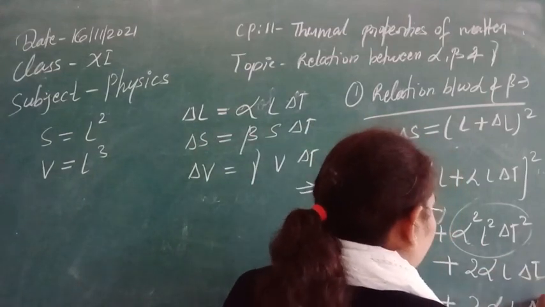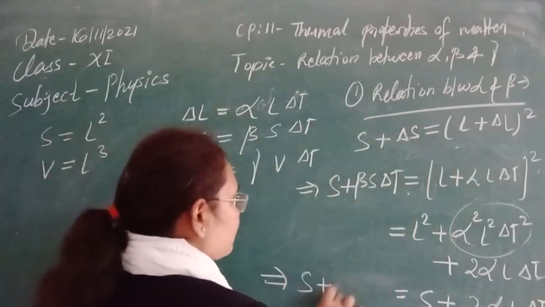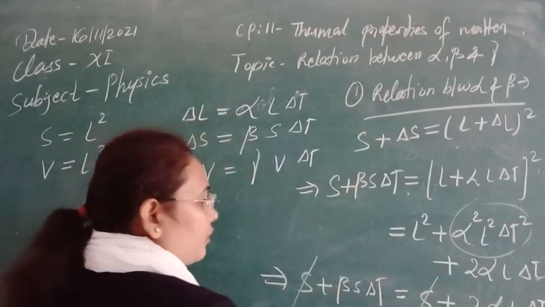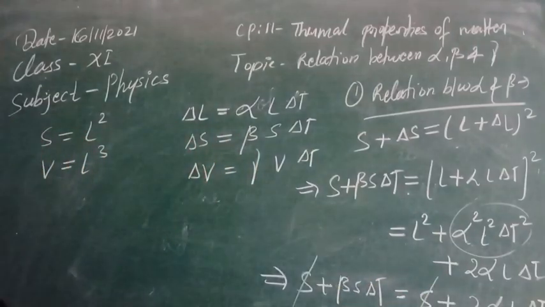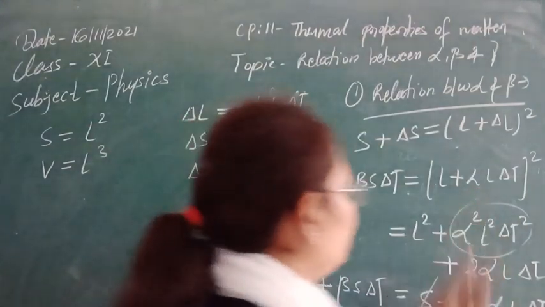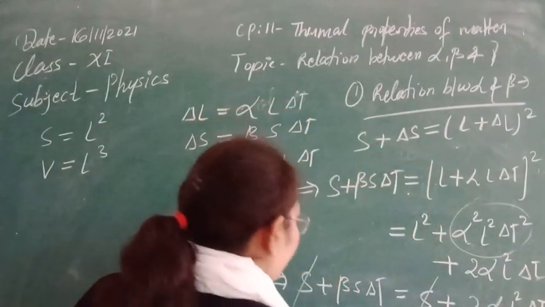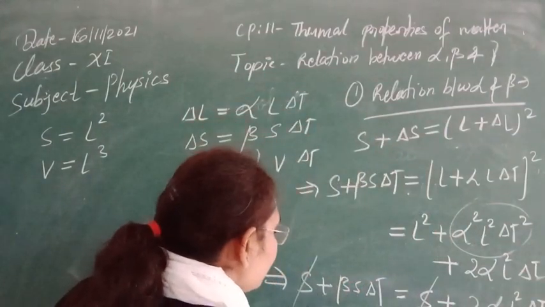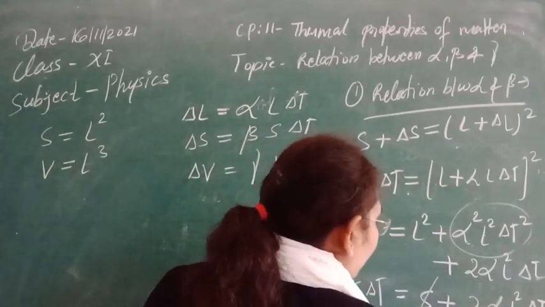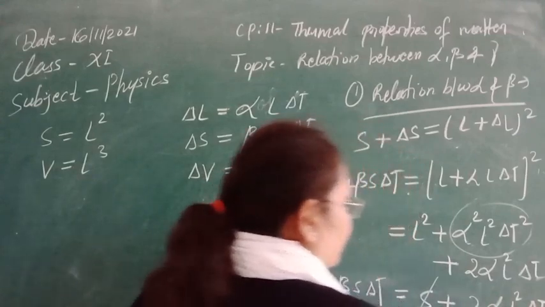Now on this side we have S plus beta S delta T. So S will be cancelled out from both sides. Now we can compare this equation from here. So here also L square should be there. So here L square. Then we can write in the next line, this is beta S delta T, and this will be 2 alpha into L square. We can write S, this is now delta T.